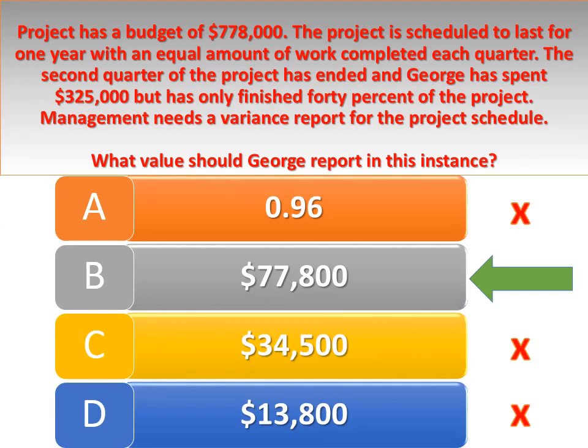Answer option B is incorrect. 0.96 represents a cost performance index. Answer option C is incorrect. $34,500 represents the project's variance at completion if the project continues as is. Answer option D is incorrect. $13,800 is the cost variance for the project.